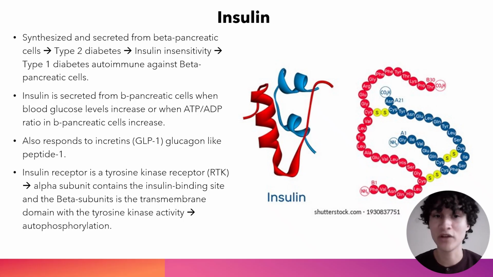Okay, so it is a peptide hormone, and it's secreted from beta pancreatic cells. Okay, we have these clusters of cells in what's called the islets of Langerhans in the pancreas that contain alpha, beta, and delta pancreatic cells. Now, alpha pancreatic cells secrete glucagon, and beta pancreatic cells secrete insulin. Okay, and when blood sugar levels rise, insulin is secreted from these beta pancreatic cells.